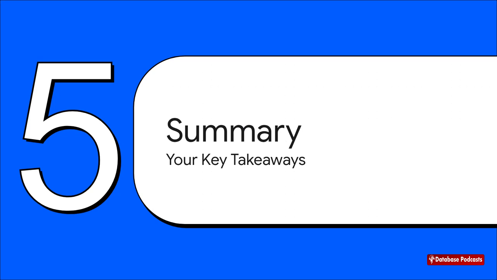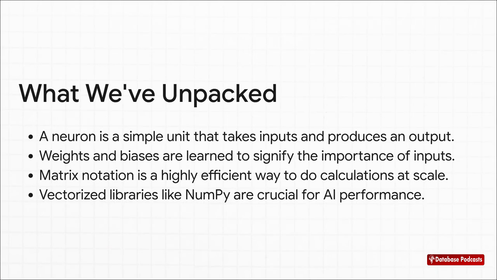All right, let's wrap this up with a quick summary of the key takeaways here. First, a neuron is just a simple building block, like a Lego. It takes stuff in, does a calculation, and sends stuff out. Second, weights and biases are how the neuron learns which inputs are the most important. Third, matrix notation is the super efficient language we use to handle these calculations at a massive scale. And finally, using vectorized code like you find in NumPy isn't just a good idea, it's absolutely essential for performance.